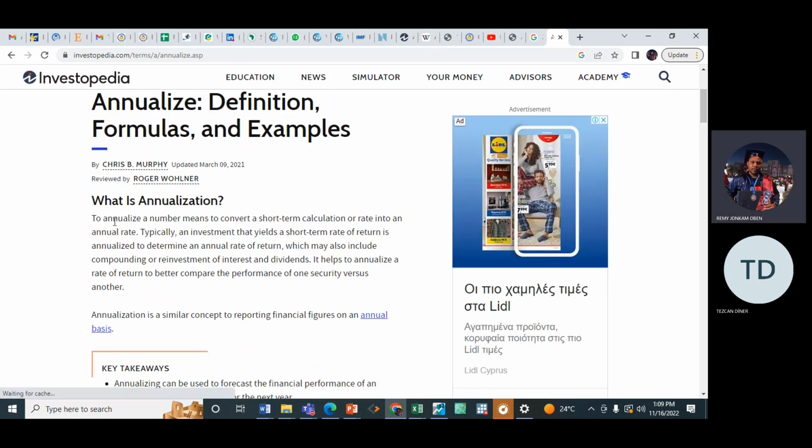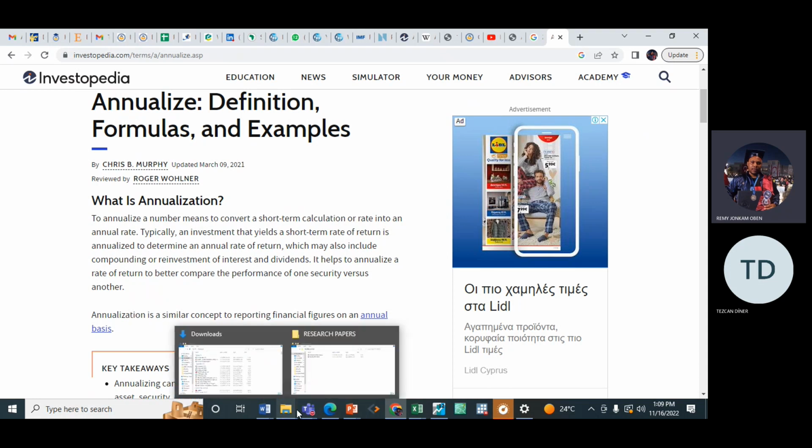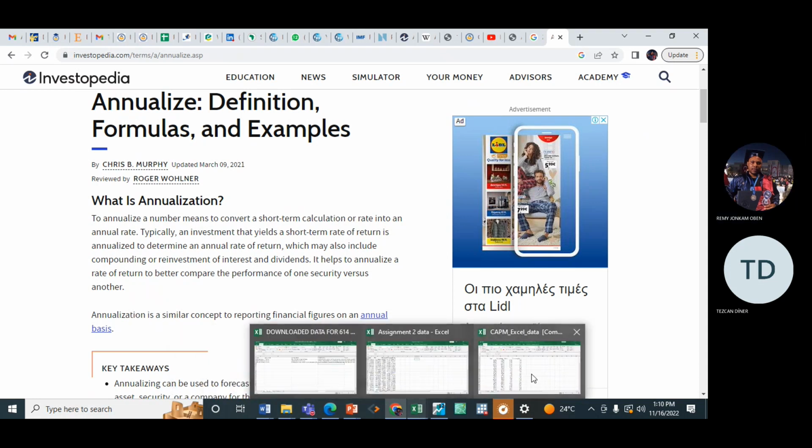Read this statement. To annualize a number means to convert a short-term calculation or rate into an annual rate. So it means you can have this rate as a monthly rate, but you can convert it to an annual rate, but you still have it in monthly frequency. So in this case, we should multiply them by 12. No. Wait, let me explain to you something.